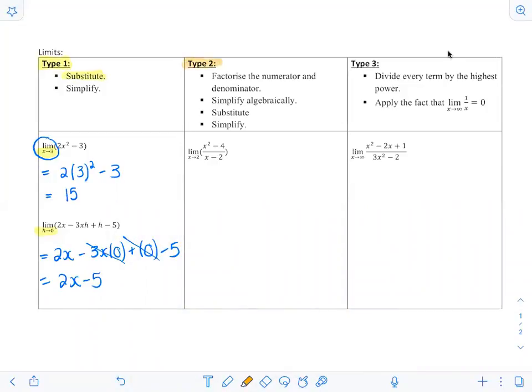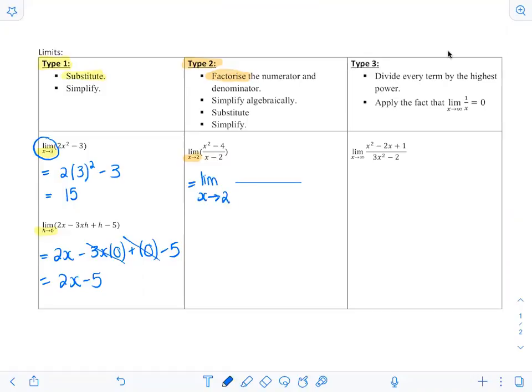The second type, if I substitute x is equal to 2, this denominator will equal 0, and division by 0 is undefined. So the first method cannot work. I have to make another plan. This plan is to factorize the numerator and the denominator. I'm not substituting any value yet, so I keep the limit notation.